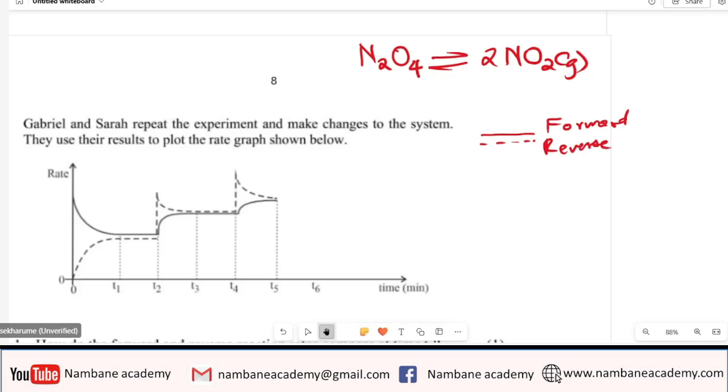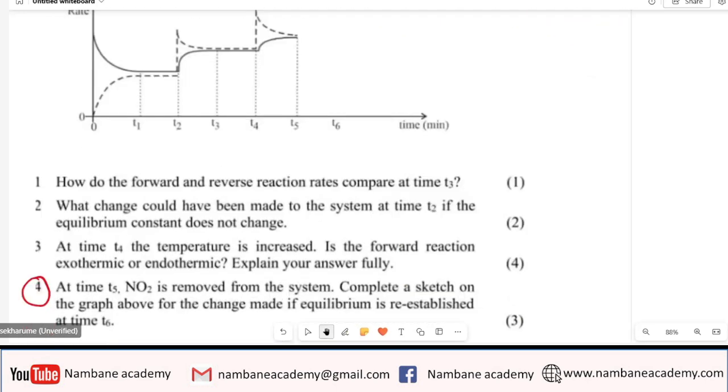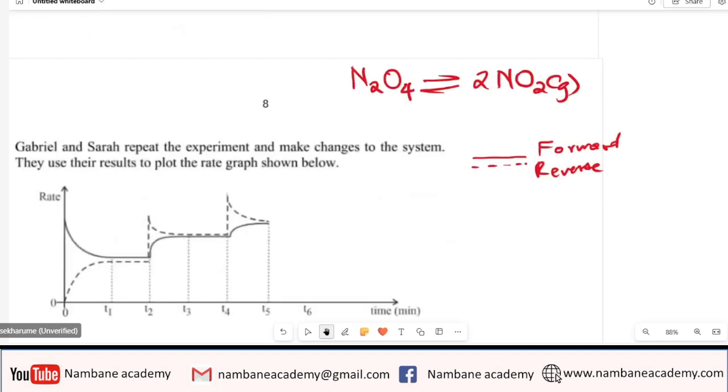So now what we do there, at T5, NO2 is removed. So then there's a decrease. We remove NO2. So the system wants to do what? Wants to replace NO2. By doing what? By favoring the forward reaction. So the system wants to replace NO2, because if we remove NO2, the system wants to replace it. This one, remove. We are referring to what? Concentration.